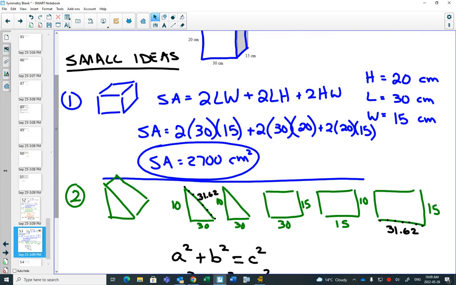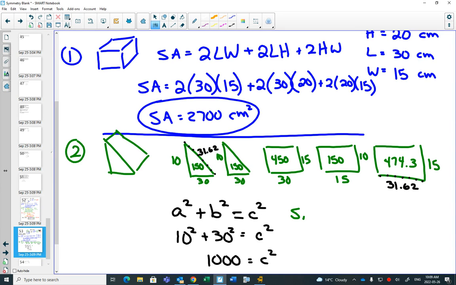Okay. So, we still haven't figured out the surface area in this idea. Base times height divided by 2. This one is 150. This one is 150. Length times width for here, we're going to get 450, 150, and this last one, we're going to need our calculator. 474.3. So does it make sense that our surface area is going to be 150 plus 150 plus 450 plus 150 plus 474.3?